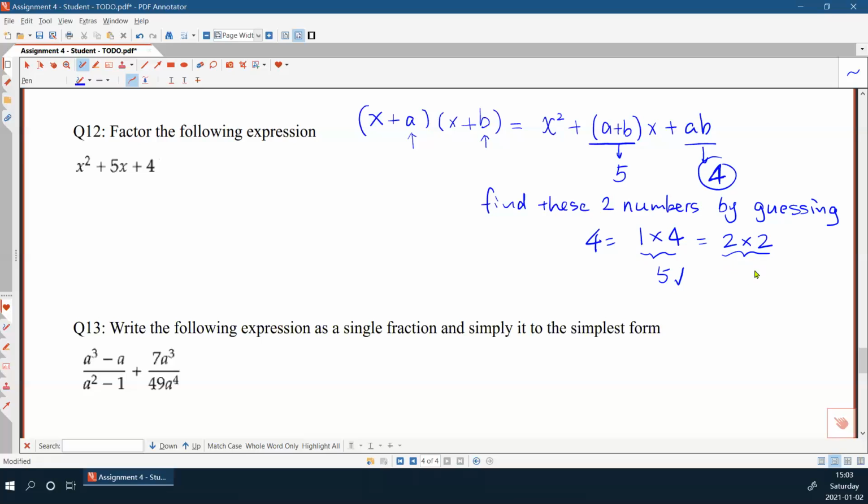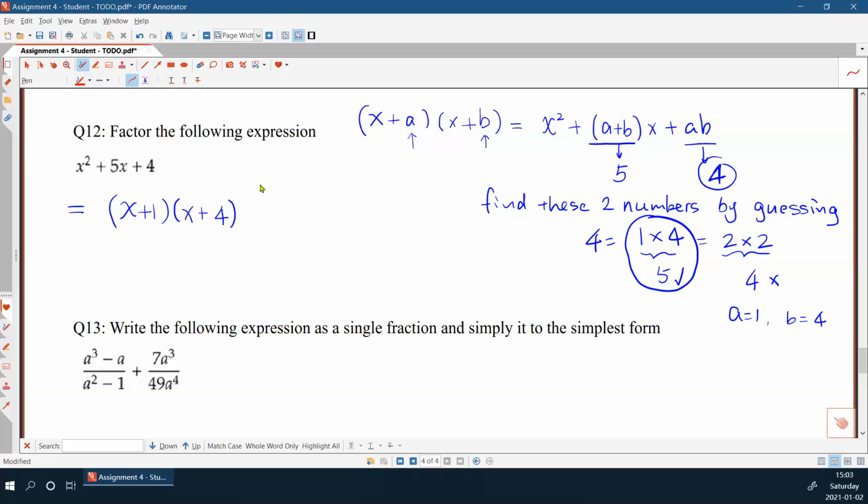2 plus 2 is only 4. This one is not correct. So the two numbers we can choose are 4 and 1, right? So for example, we can let a be 1 and b be 4. This gives us the original expression rewritten as (x plus 1) times (x plus 4).